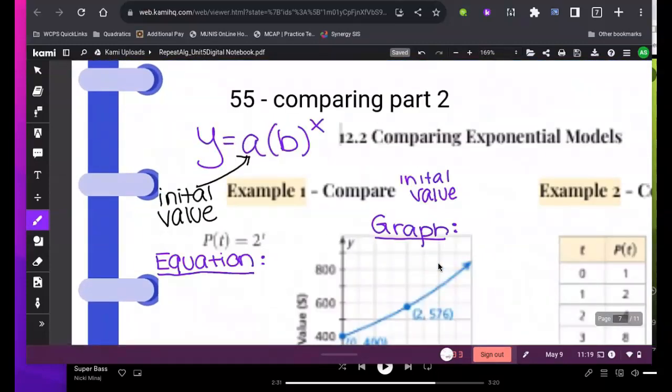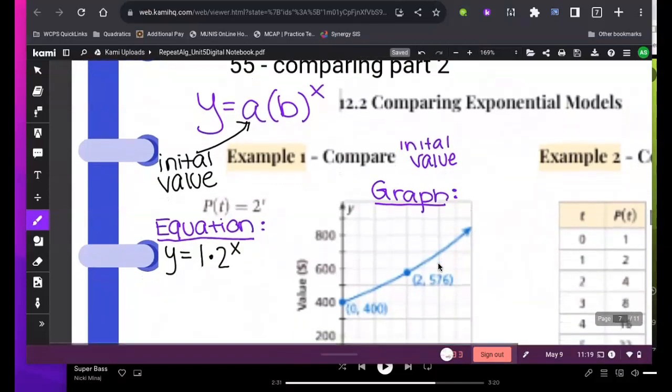So looking at the equation, it's already given to us. So our equation is P of X equals 2 to the t power. So I'll write that as y equals 1 times 2 to the x power. I just changed the P of t to a y, and I changed the t to an x. So our a value is equal to 1 for the equation. Identifying parts of the equation is pretty easy when we're given the equation. When we're given a graph or a table, we have to do a little bit of work before we can get our answer. So we're going to look at the graph.